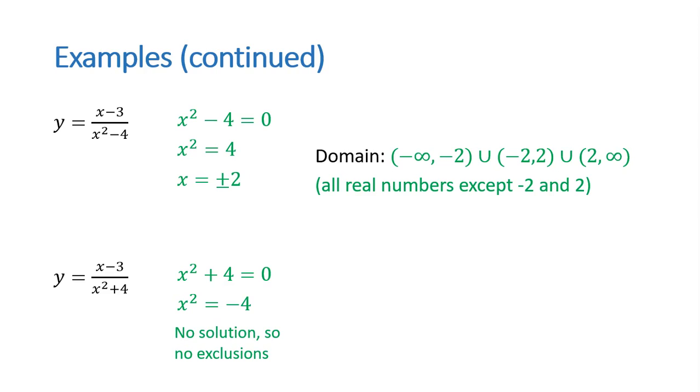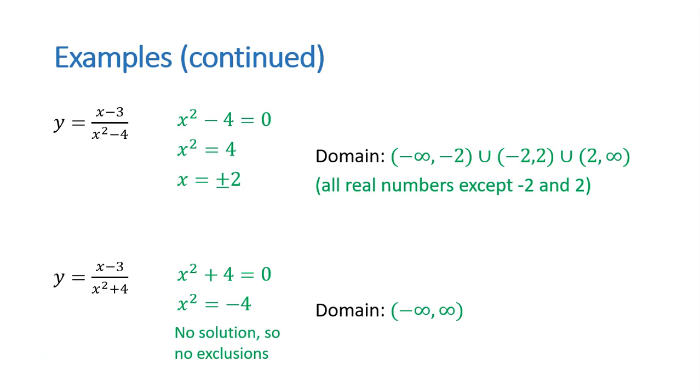If we try to take the square root of both sides, the right-hand side becomes the square root of negative 4, which is undefined. At least for our purposes, it's undefined. It's not a real number. It doesn't exist anywhere on our coordinate plane. Because there is no solution to this particular equation, there are no exclusions from the domain. In other words, we can plug in anything we want, and we're not going to divide by 0. So in this case, the domain is all real numbers.